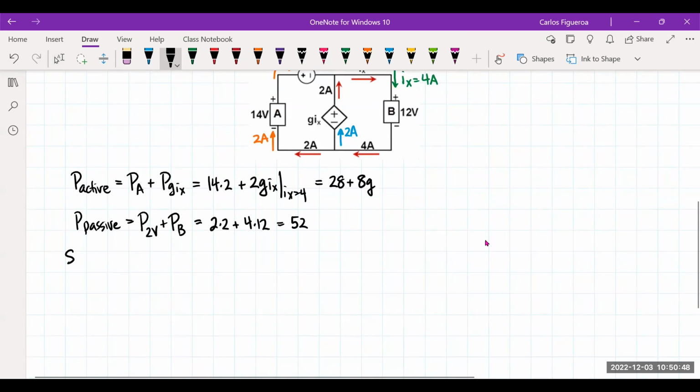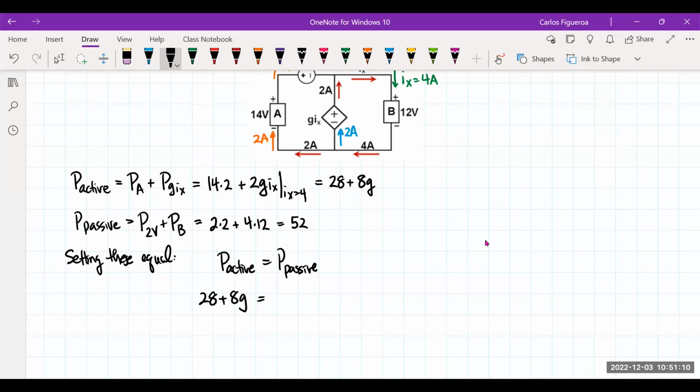Setting these equal, we see that P active must equal P passive. So 28 plus 8G has to equal 52. If I now solve for G, I find that G is going to be 3 volts per amp.